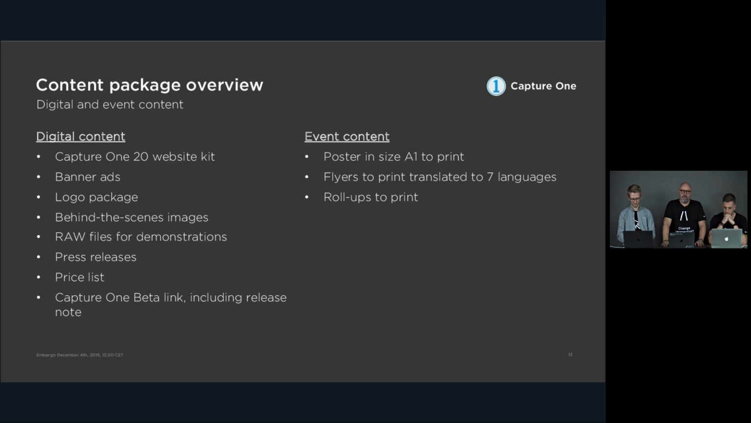So there will be a website kit. There will be banner ads. There will be logos. Please be aware that the logo has changed a little bit, and please change the logos on your websites. There'll be behind-the-scenes images. There'll be raw files for your demonstrations, some of the same files I think you used here now. There'll be a price list, and there will be a link to the beta version, so you can go and test it yourself and get the release notes as well.